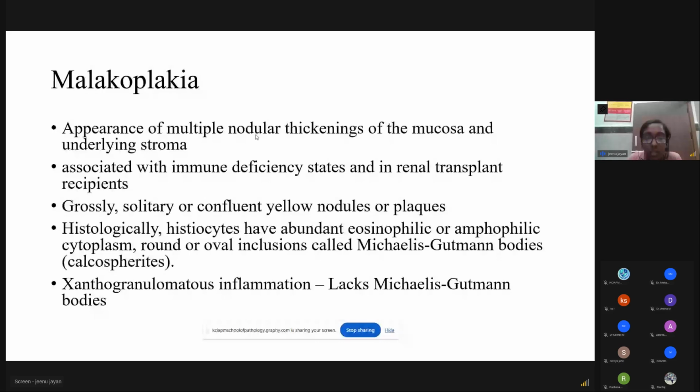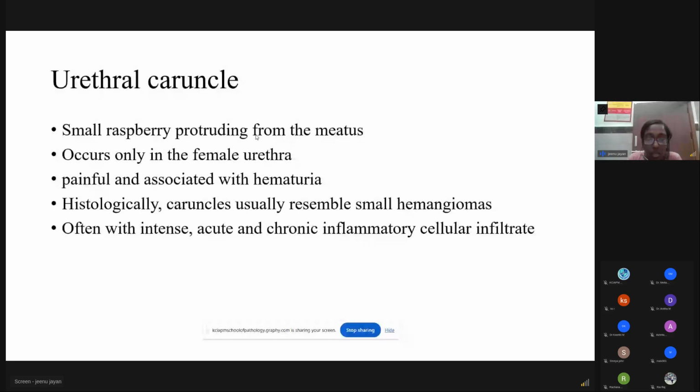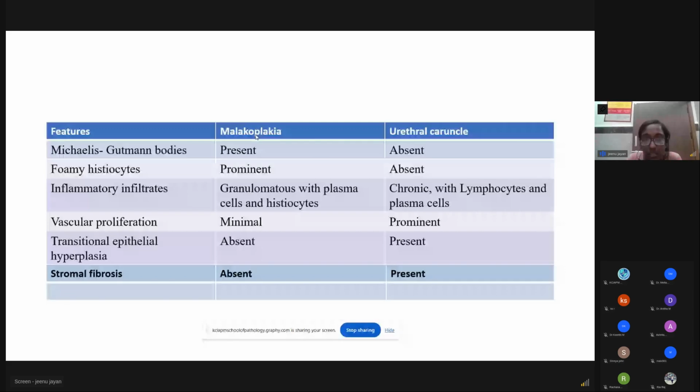Urethral caruncle is a small mass protruding from the meatus, and it occurs mostly in the female urethra. Clinically it mostly presents as painful and associated with hematuria. Histologically, caruncles most resemble small hemangiomas, often associated with intense chronic inflammatory cellular infiltrate. Points for and against these two conditions: in malakoplakia, in the smear, a few bodies probably suggestive of Michaelis-Gutmann bodies are noted, along with many foamy macrophages and inflammatory infiltrates comprising plasma cells and histiocytes.